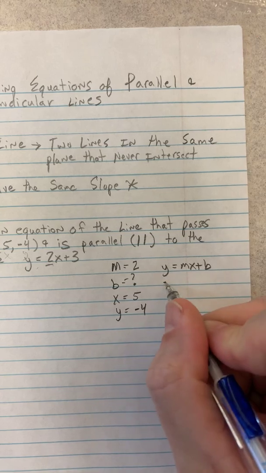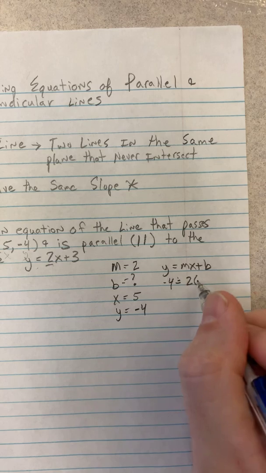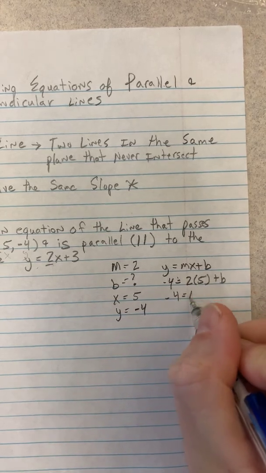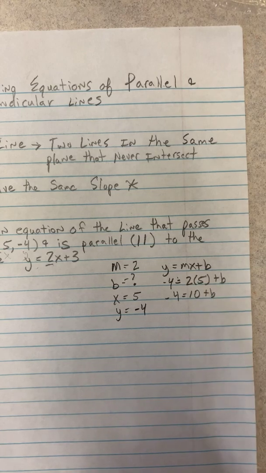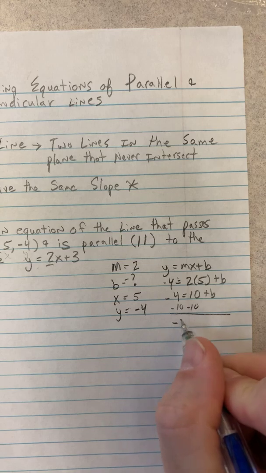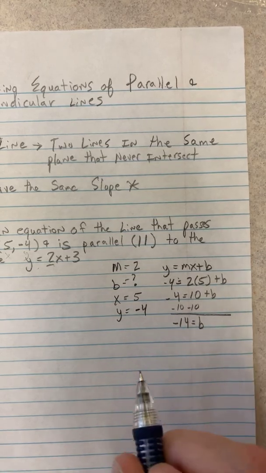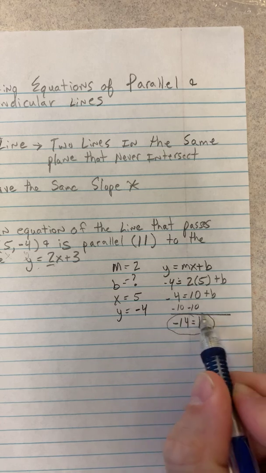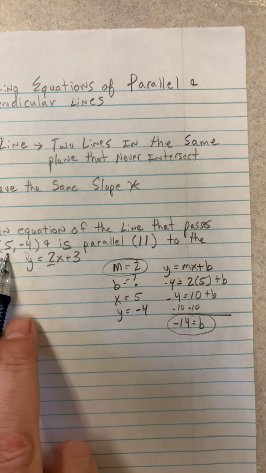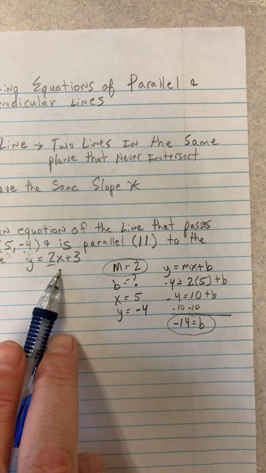Plug these in. Y is negative 4 is equal to my slope 2 times my x of 5 plus my b. Negative 4 is equal to 10 plus b. I would subtract 10. Negative 14 then is equal to b. You have the two pieces of the puzzle you need to write the equation of the line that passes through 5, negative 4 and is parallel to the line y equals 2x plus 3.